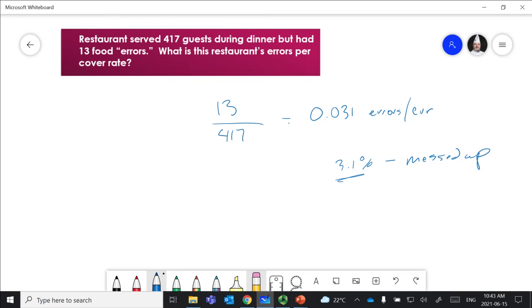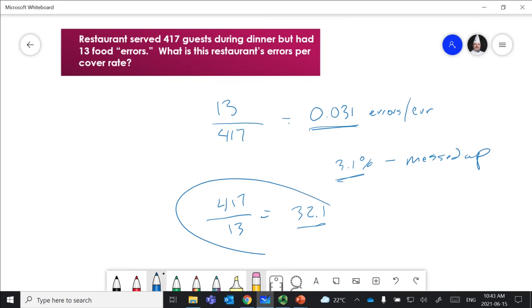Now, I mentioned this should always be less than 1. So if we forgot how to set up our formula, and we did 417 divided by 13, we would have got an error per cover of 32.1. That means we messed up 32 times for every customer that came in. Doesn't seem logical. It's not possible, right?